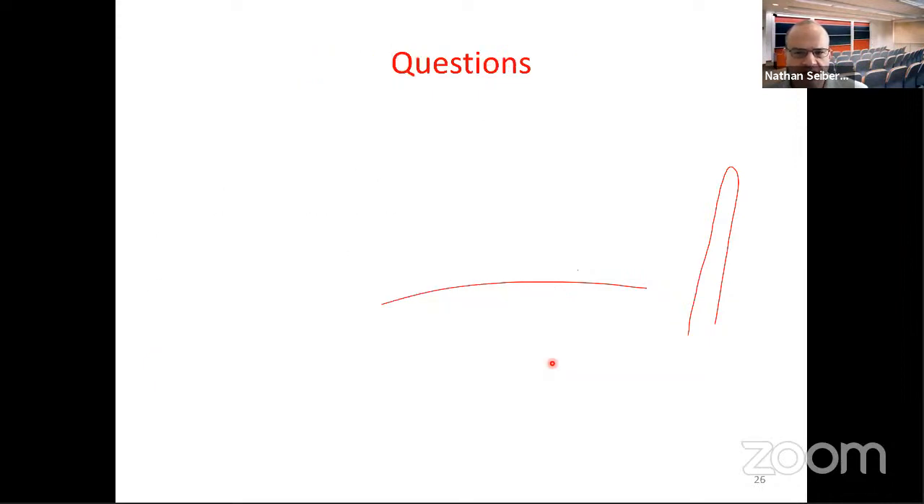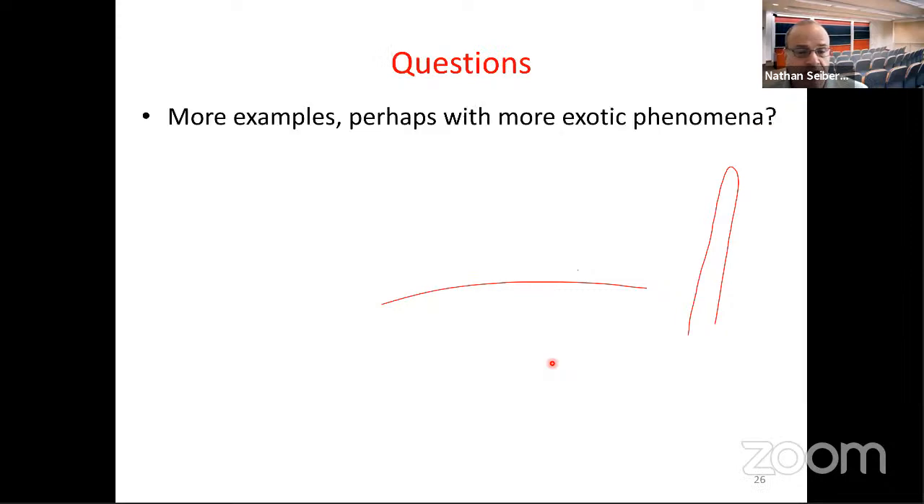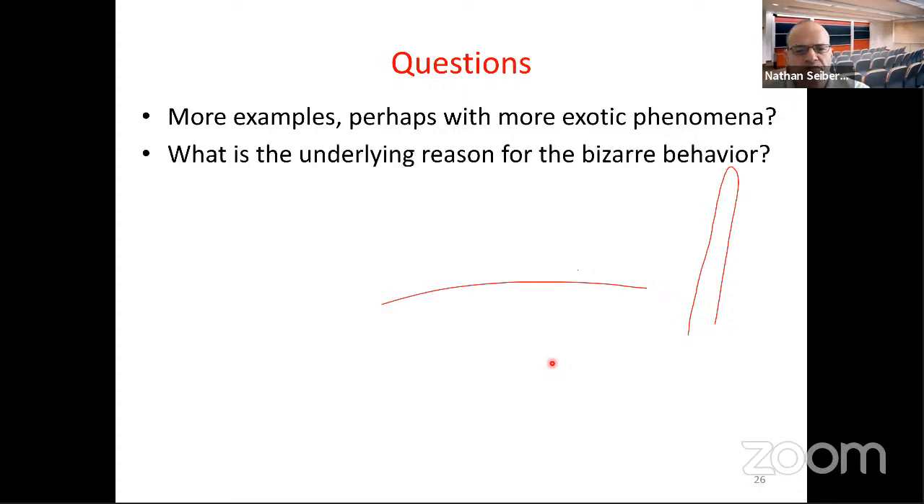So all these ideas lead to many questions. First of all, are there more examples? Because people just stumbled on these examples almost by accident. Are there more examples, with even more bizarre or exotic phenomena? We could also ask, people found these examples at random, what is the underlying reason for this? What's the deep reason that leads to this behavior? Examining the model without solving it, can we tell whether it has this bizarre behavior or not?